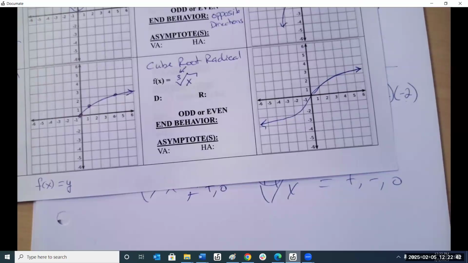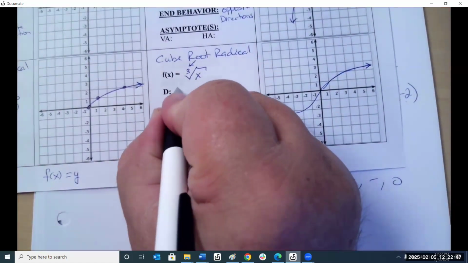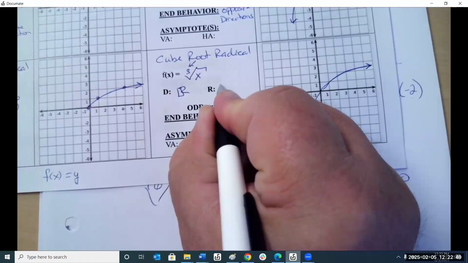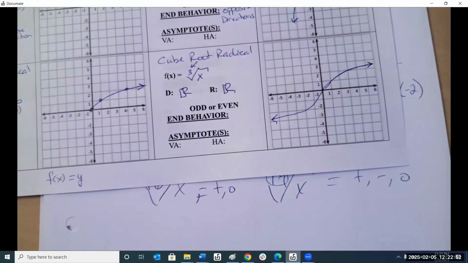So far, so good. So the domain is all real numbers, and the range is all real numbers, for a cubic function.